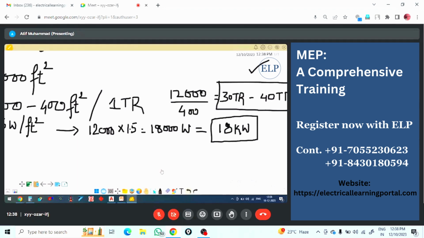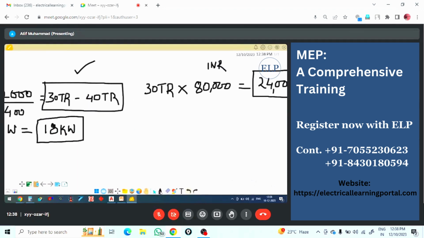Now, we also do the estimation based on the square feet area. So 12,000 square feet is the area. Approximately, let us take here 800 to 900 rupees. I am taking the slightly higher side, because we don't know exactly what system they are going to adopt here.